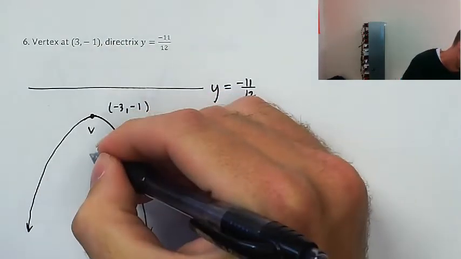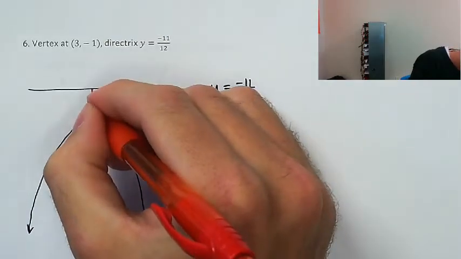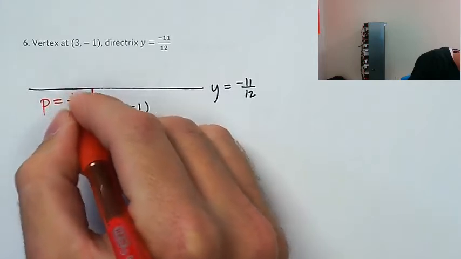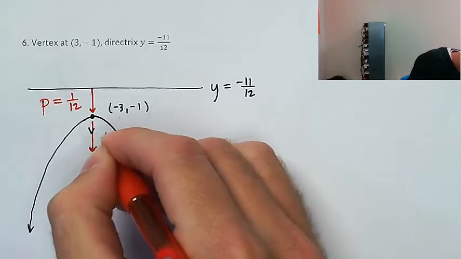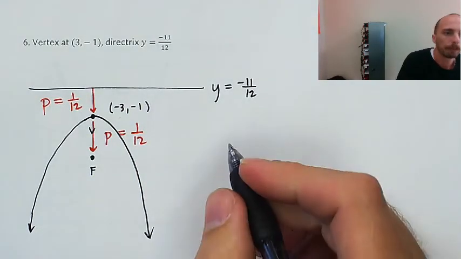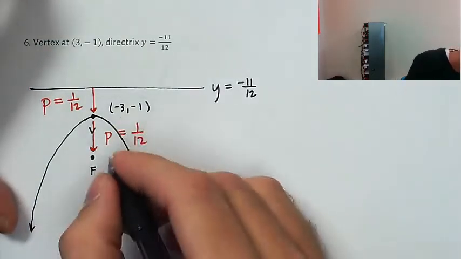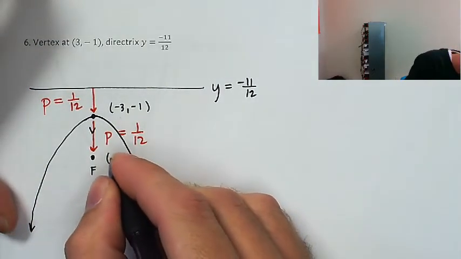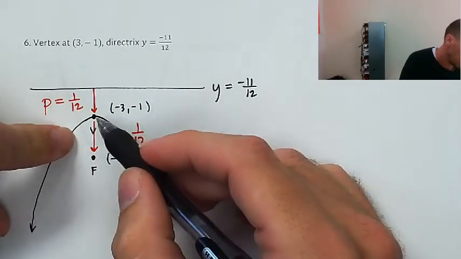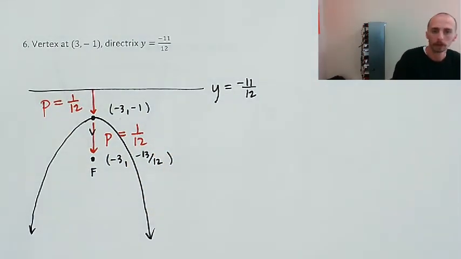And okay, this distance here will be the same distance over here to the focus point. And this distance here went down by 1/12, so I'm going to say P equals 1/12. And P equals 1/12 there. Since I've got the coordinates of the vertex, if I wanted to write the coordinates of the focus, x is still -3, but y is more negative than -1 by a 12th, so -1 minus a 12th would be -13 over 12. Just going to point that out.